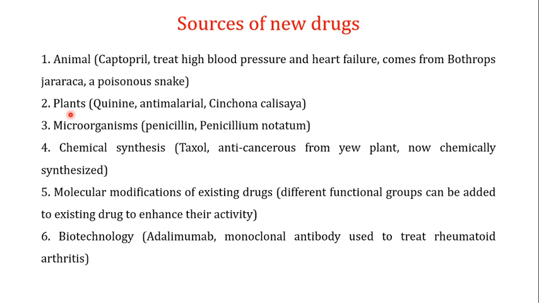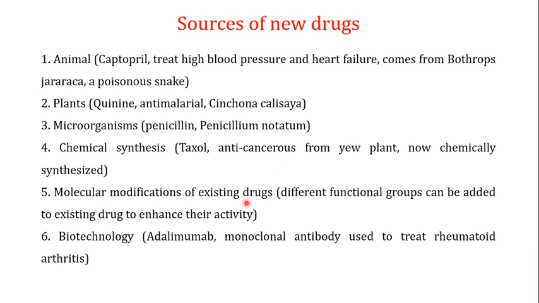You can also get new drugs from plants, like quinine, which is an anti-malaria drug derived from the cinchona plant. Microorganisms can be a source of new drugs, like the famous penicillin that was obtained from Penicillium notatum. You can also make new drugs by chemical synthesis. For example, Taxol, which was initially extracted from the yew plant and is anti-cancerous in nature, can now be chemically synthesized.